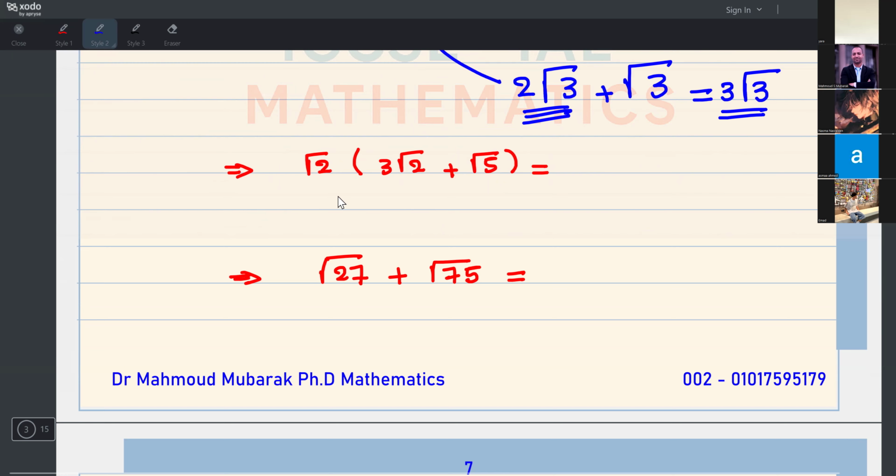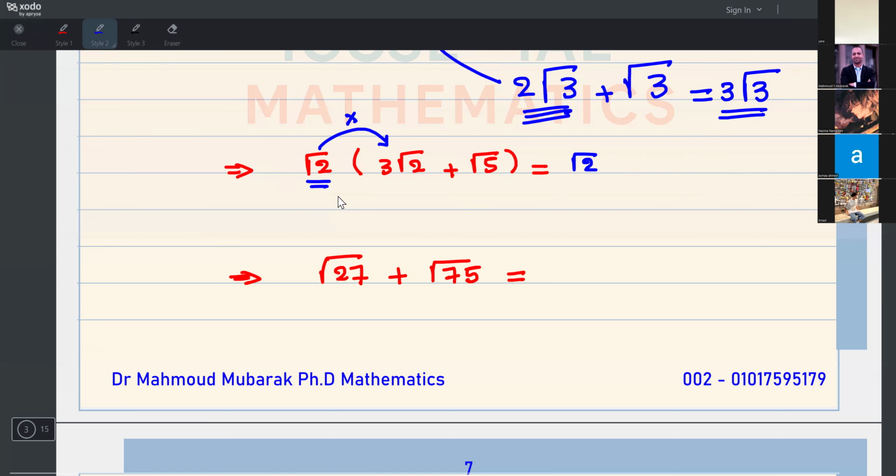Okay, so first we want them all to have the same... Wait, here, let's see. Multiplication. We can do multiplication for like and unlike. We can do the root 2 times the 3 root 2, and it's going to be 3 root 4. And 3 root 4 equals 6 technically. Let's write step by step.